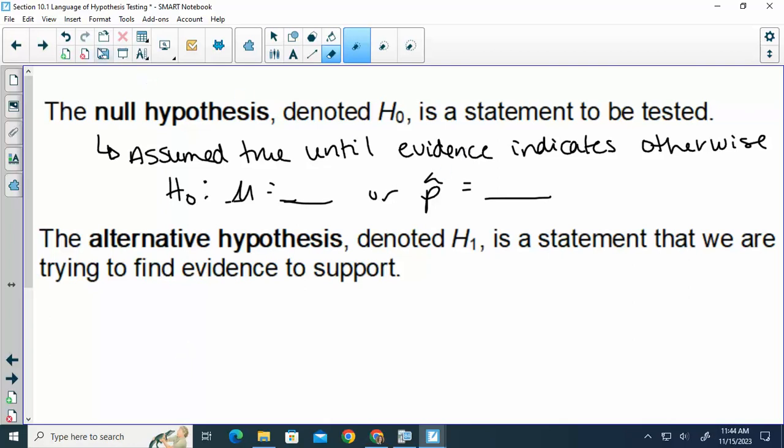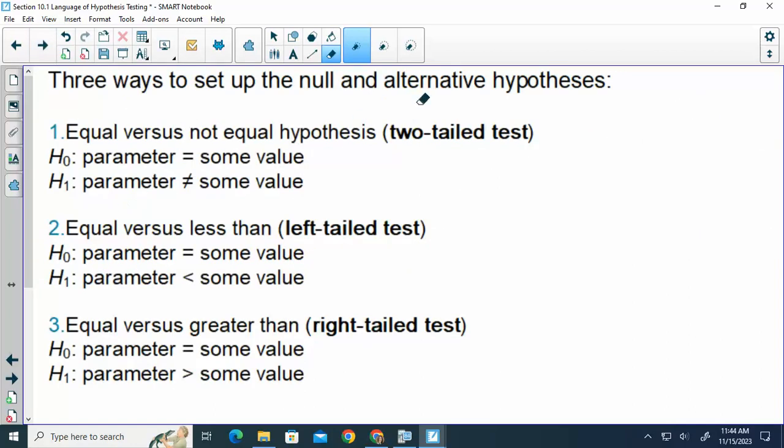The alternative, you have 3 different options. It could be less than, it could be greater than, or it could be not equal to. Those different options are considered two-tailed, left-tailed, and right-tailed. For a two-tailed test, your null is equal, your alternative is not equal. So it could be less, it could be greater, so it's two tails, it could be either end.